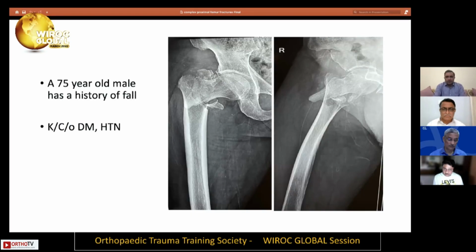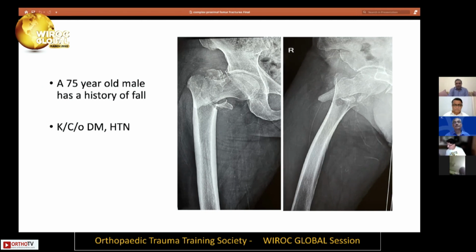So this patient presented to us after a fall at home. He's a 75-year-old male, a known case of diabetes mellitus and hypertension. And that was the AP and lateral X-ray, which you can see on the screen.